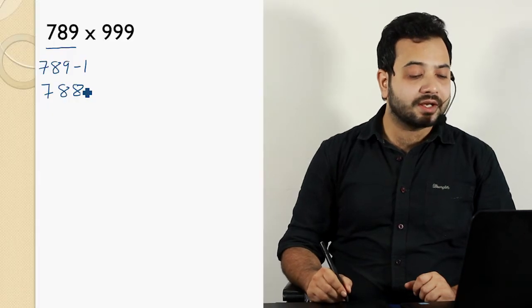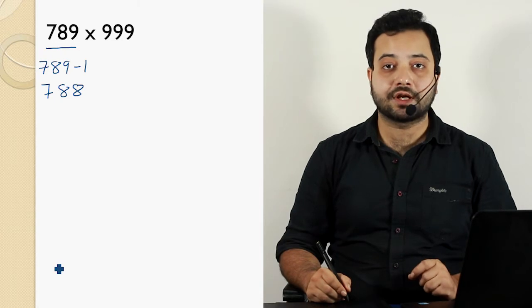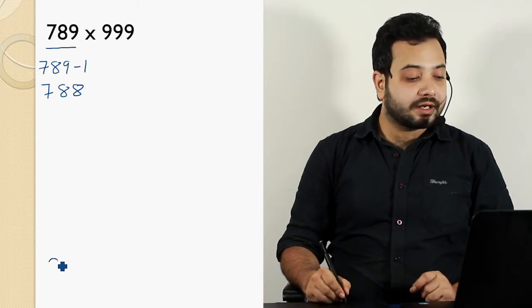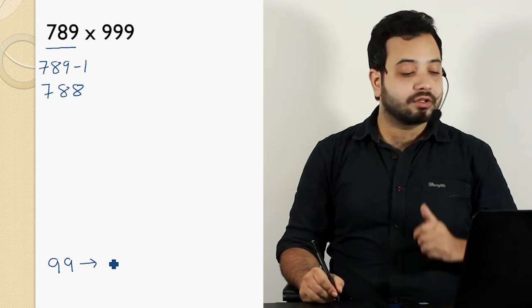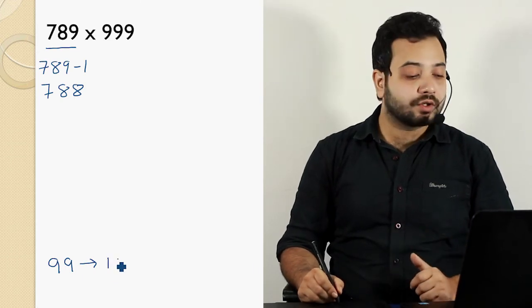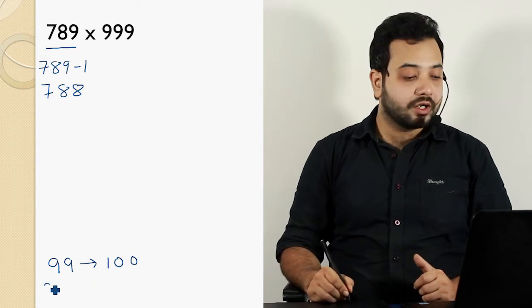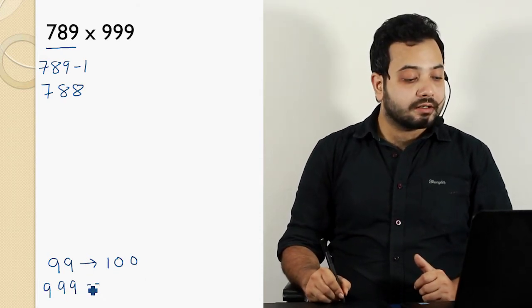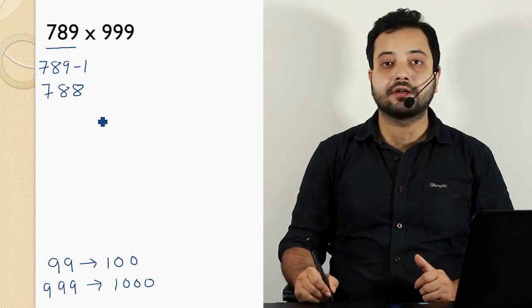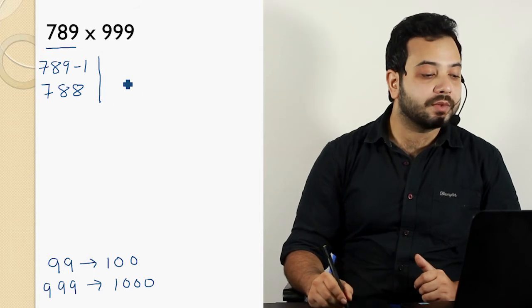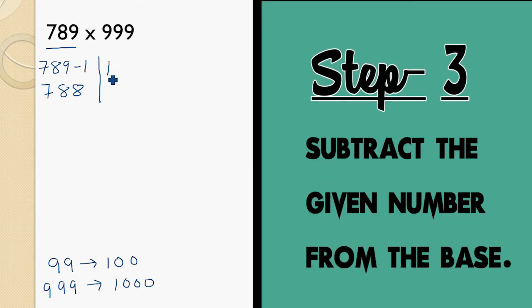So what exactly is the base? Base is the power of 10 which is closest to the series of 9s. For example, the powers of 10 are 10, 100, 1000. So the power of 10 which is closest to 99 is 100. So the base for 99 would be 100. The base for 999 would be 1000, because 1000 is closest to 999.